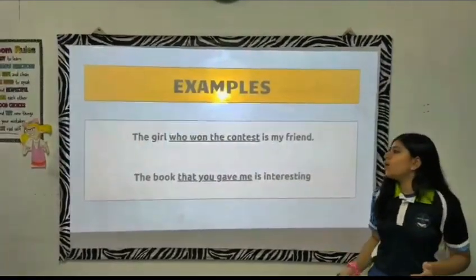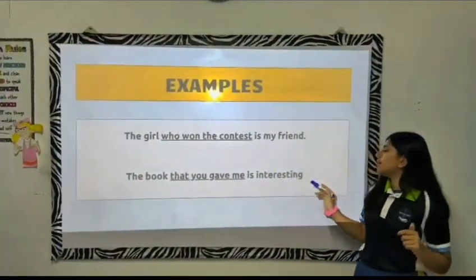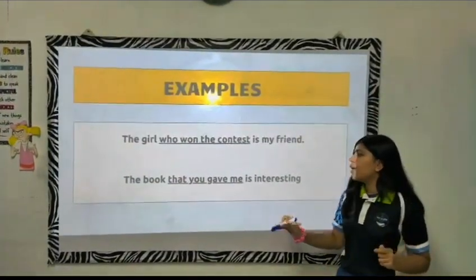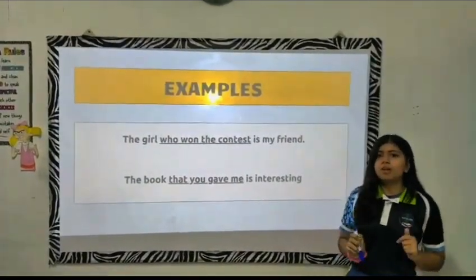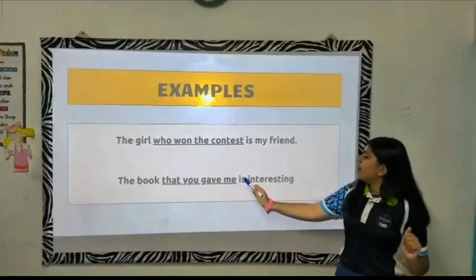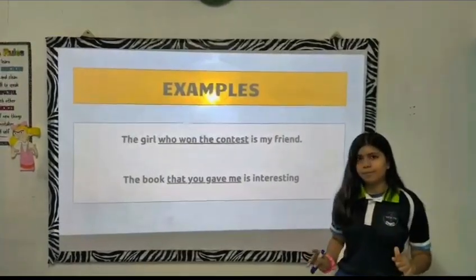Now, in the next one, we have: The book that you gave me is interesting. What are we talking about? The book. And we identify the relative pronoun, which is that. So, that you gave me. As we see, there's a linking verb, so we stop there.